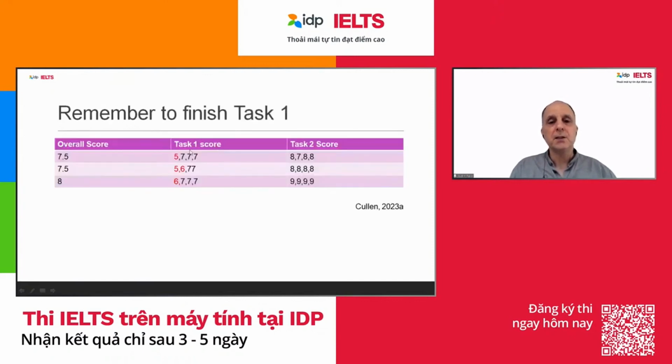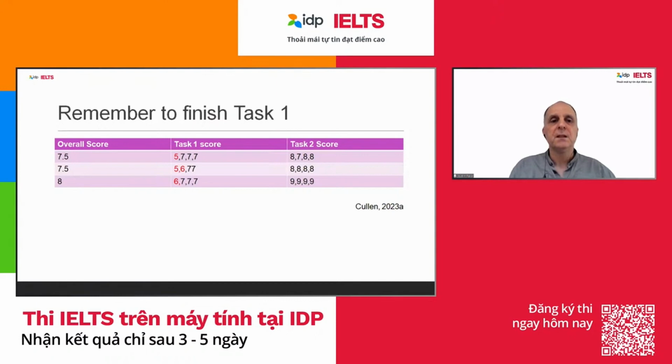Now, remember, task 1 is still important. If you do very well in task 2, but you don't do so well in task 1, it can bring you down quite significantly. So try to aim to finish task 1 as well. If you only have, say, 20 words in task 1, then it can be a very low score. So make sure that you try to get those 150 words in.